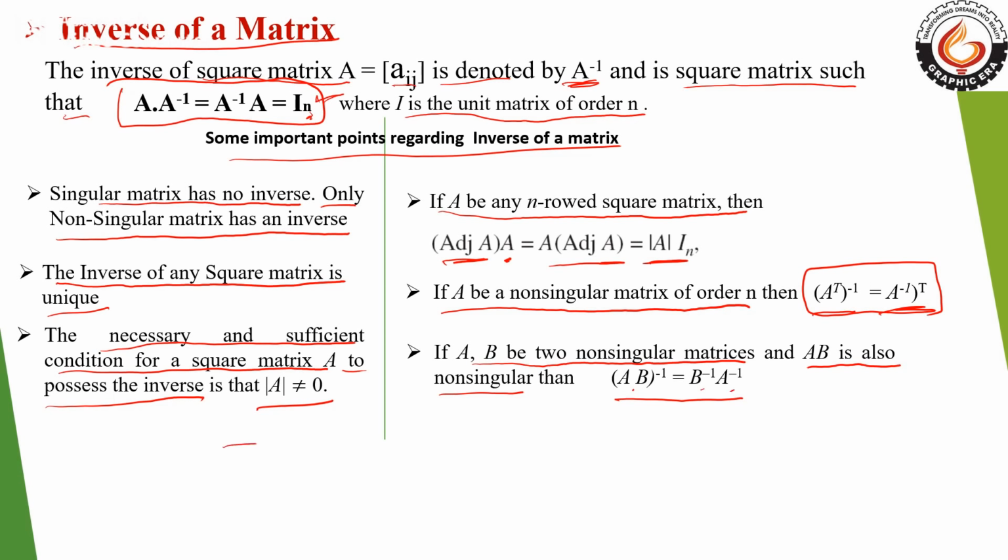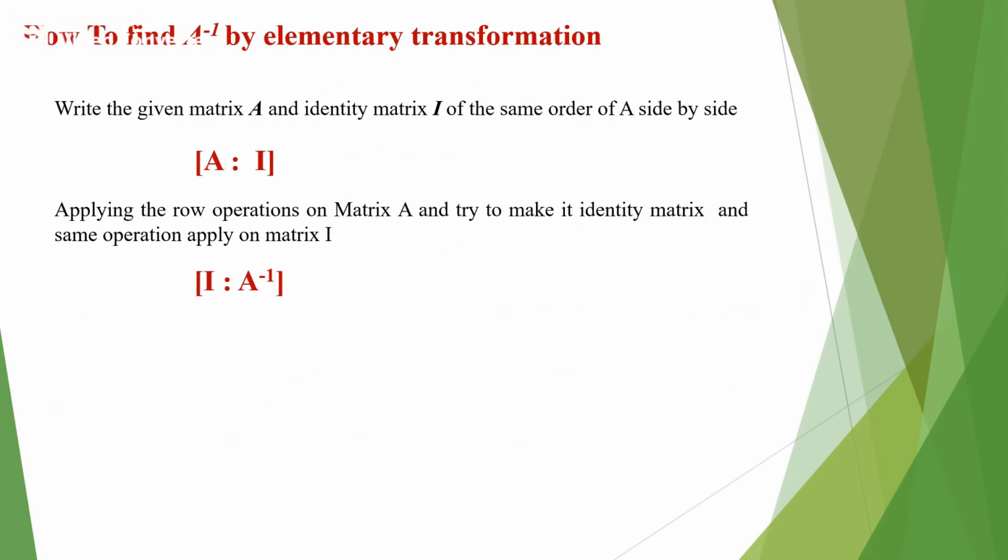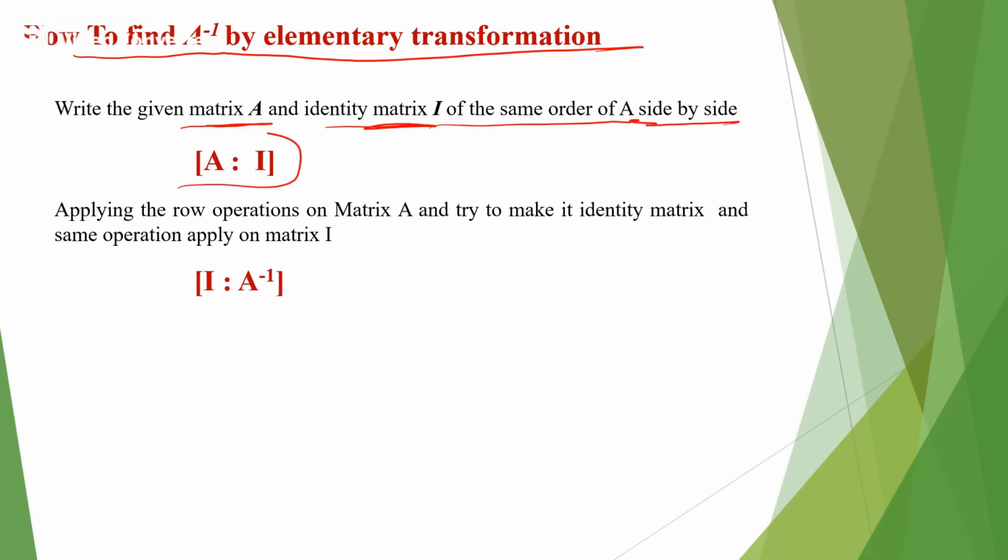The inverse of a matrix we find with the help of elementary transformation. So how do we find A inverse by elementary transformation? First you write the matrix A and an identity matrix I of the same order as A side by side. This is the matrix for which we have to find the inverse, and this is an identity matrix of the same order as A.